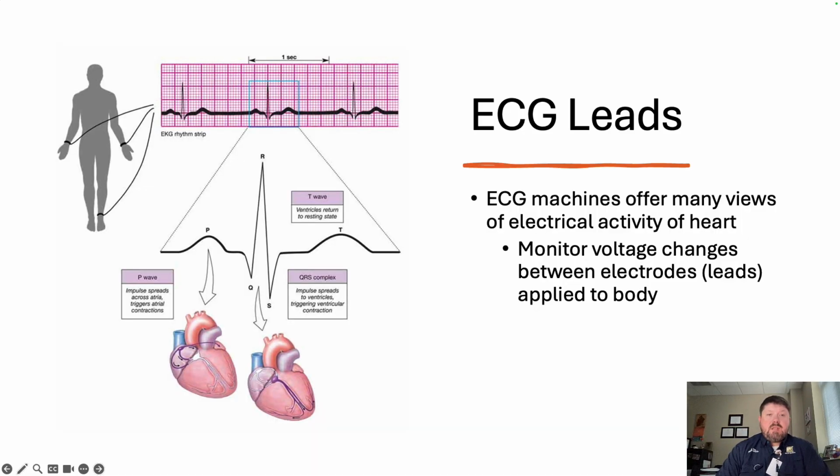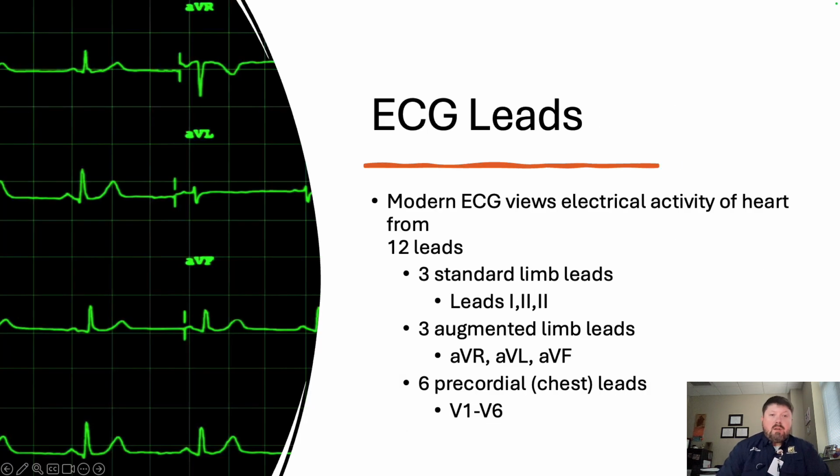So the ECG machine offers many views of electrical activity of the heart. The monitor will look at the voltage changes between the electrodes or the leads applied to the body. One thing to remember about monitors is that no matter what the brand, they all have the same basic purpose, and that is to give you the ECG lead out, which is going to be the electrical differences between a positive and a negative.